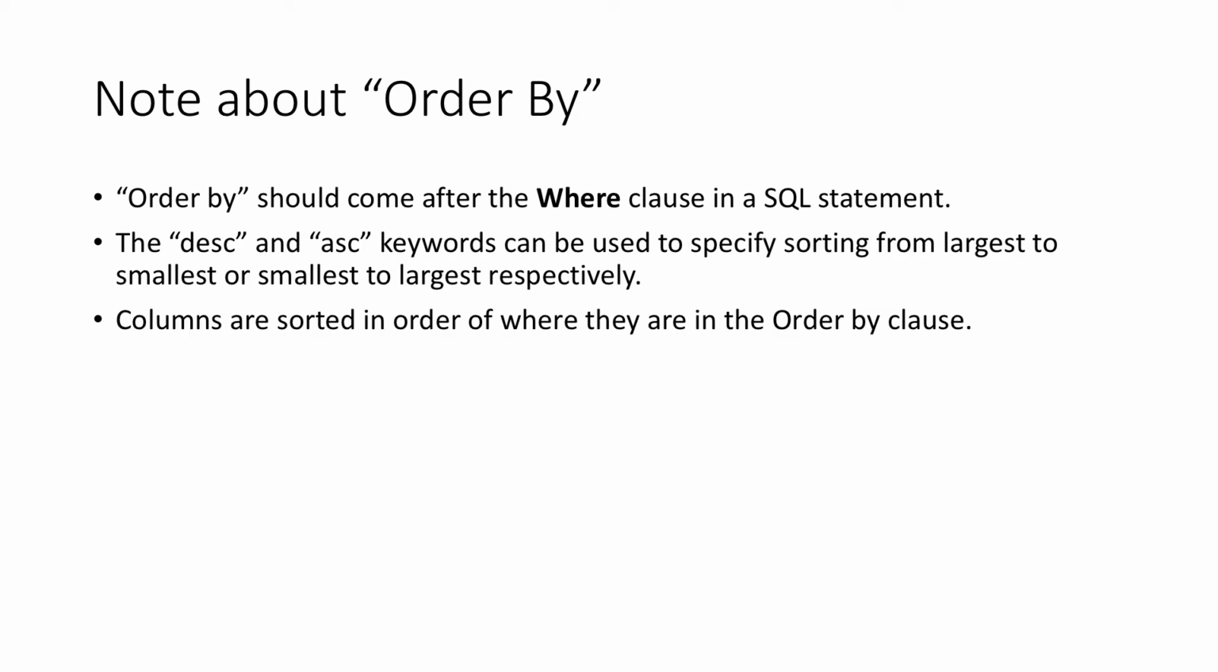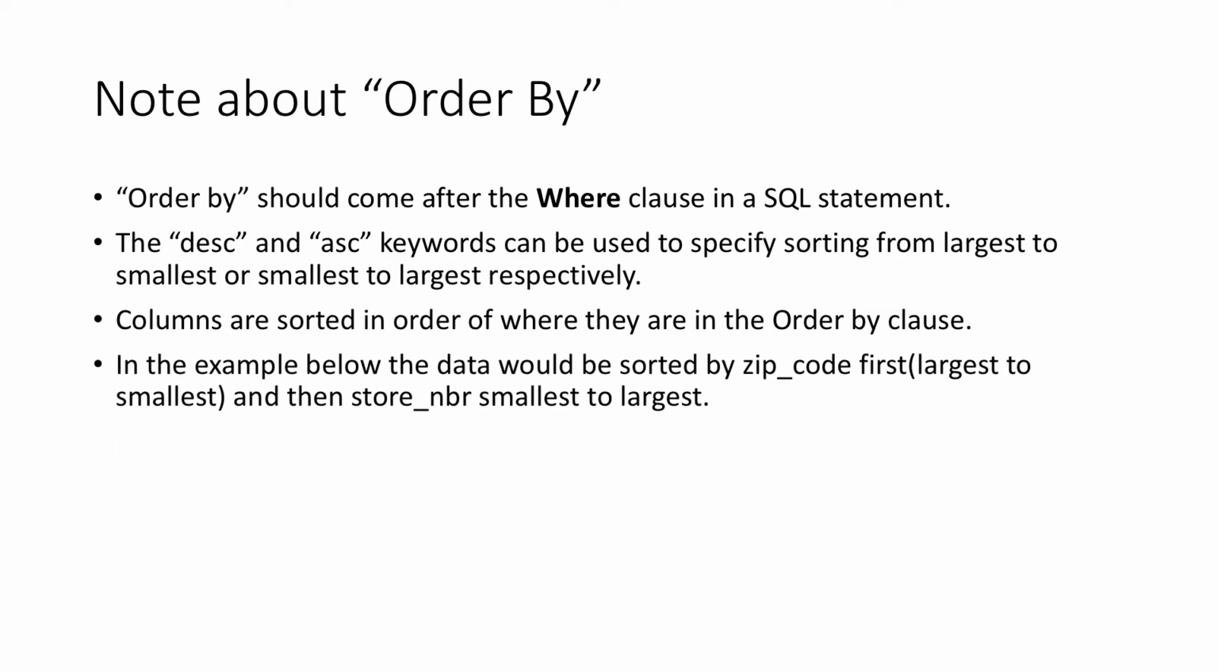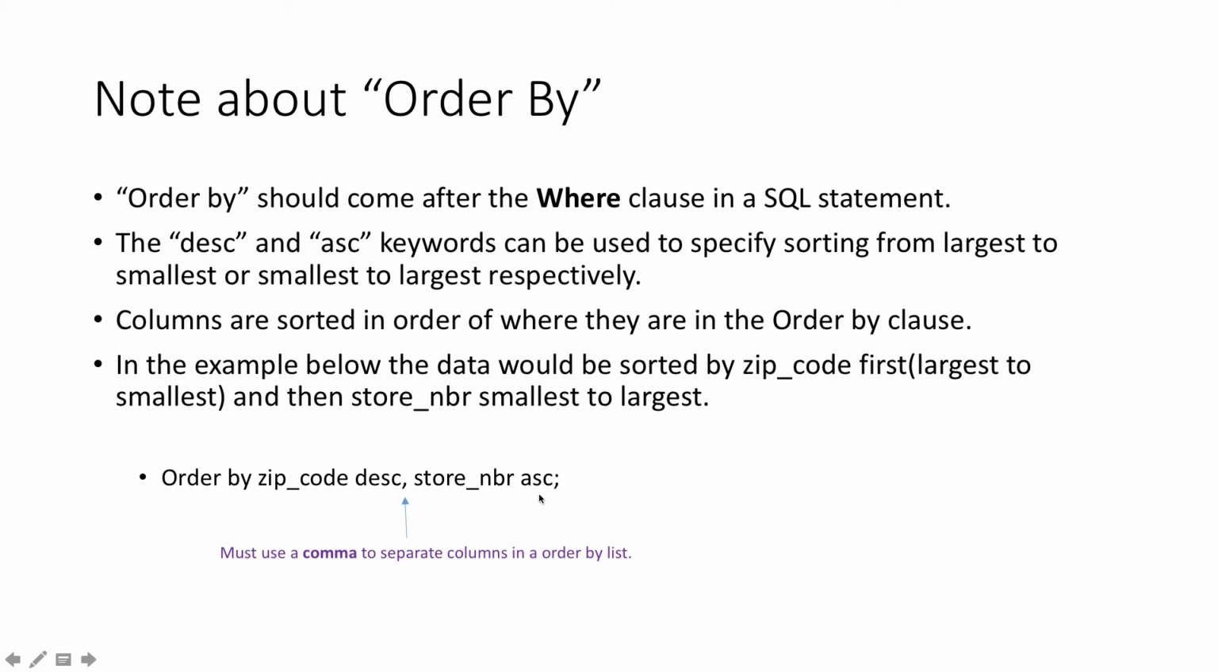Columns are sorted in order on where they are in the order by list. And let's look at this example. So if we had a query and we did order by zip code first, then store number second, it would evaluate it like you would do in the Excel sort drop-down function. Order by zip code first, it's going to order our data set by zip code from largest to smallest. And then within each zip code it's going to order by store number, smallest to largest. And you must use a comma between each column that you want to separate in the order by list.